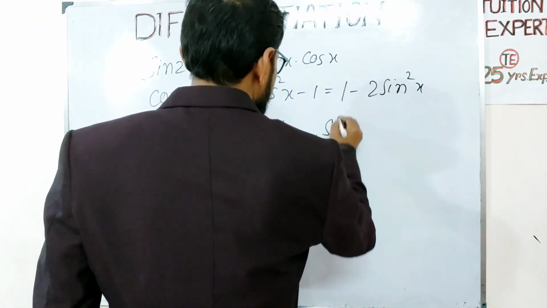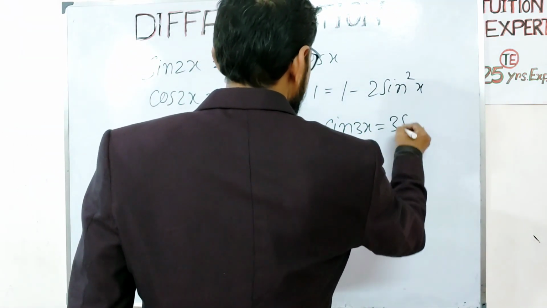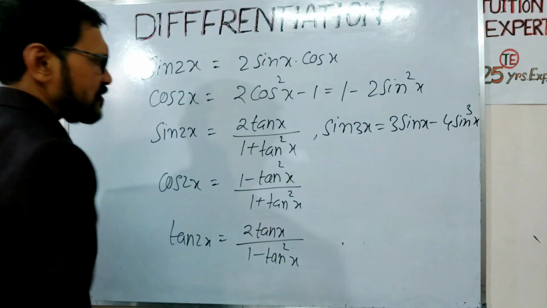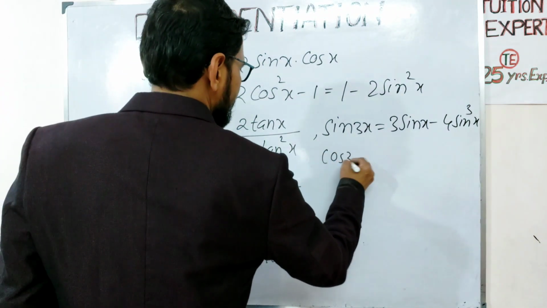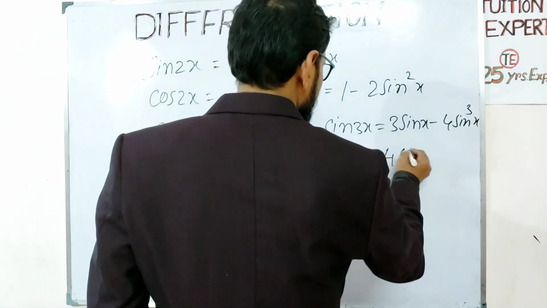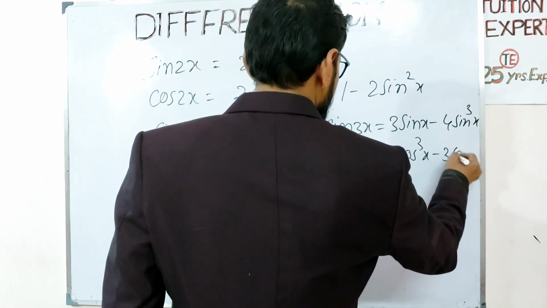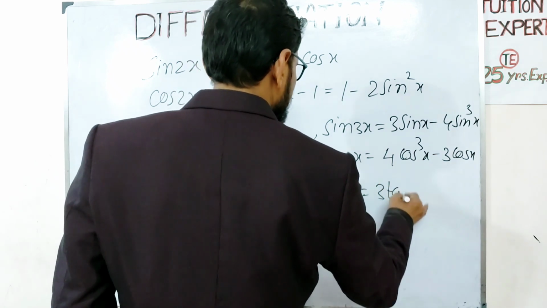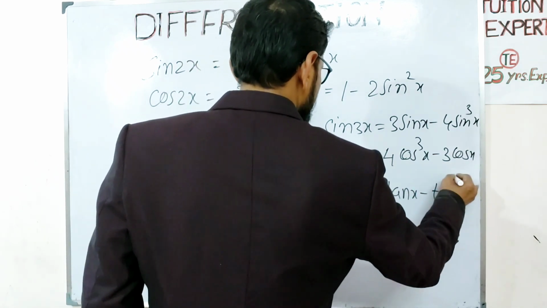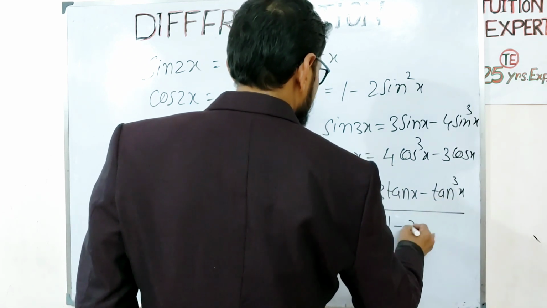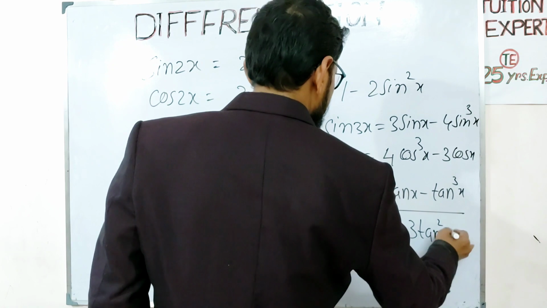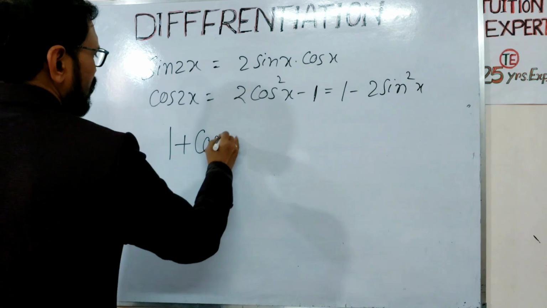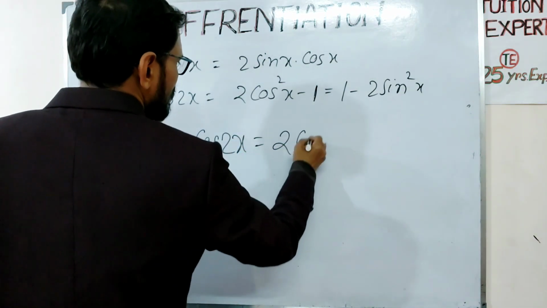And sin 3x equal to 3 sin x minus 4 sin cube x, cos 3x equal to 4 cos cube x minus 3 cos x, and tan 3x equal to 3 tan x minus tan cube x by 1 minus 3 tan square x. This formula is also required. On this side the formula comes: 1 plus cos 2x equal to 2 cos square x.